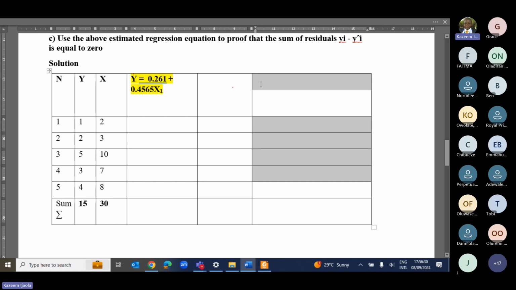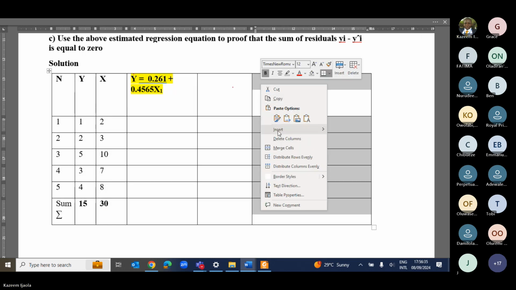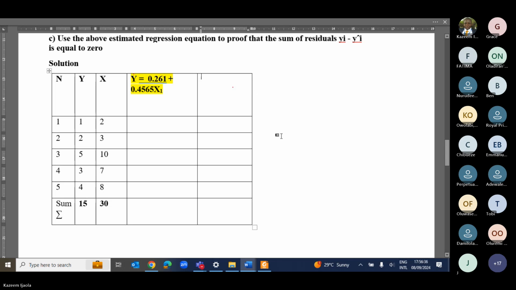Sorry, I'm coming. Let me sort out this table. Let me align it properly. Okay.